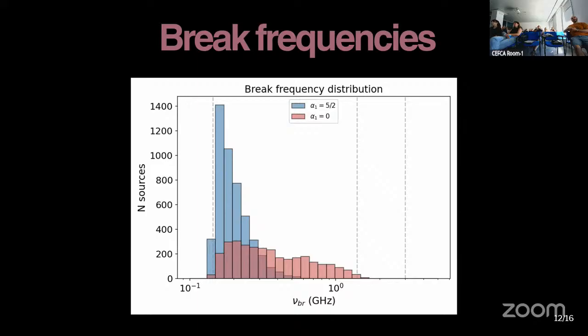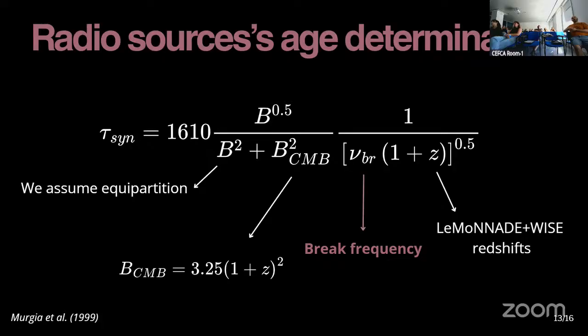And then, how do we get from the break frequencies to the ages? Well, when I say ages, I mean the cooling time of the jet particle distribution. This is related to the magnetic field, to the break frequencies, and the redshifts. To obtain the magnetic field, we assume equipartition, which means that the energy of the particles and the magnetic field are equal. So we get an equation related to the synchrotron luminosity, the volume of the sources, and other constants.